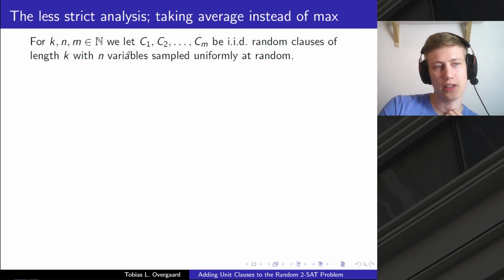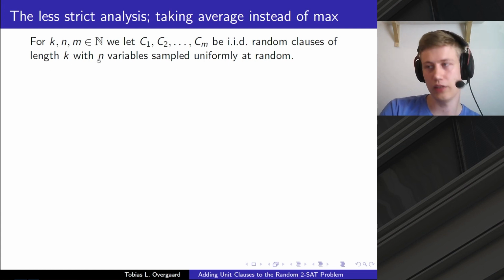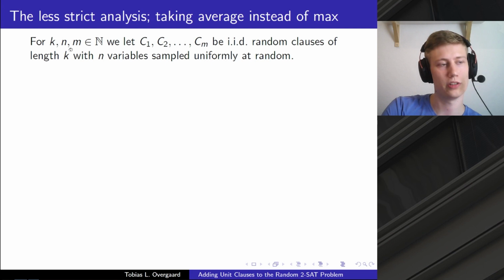So now let's say that these clauses, we just choose them randomly. We choose them independently, uniformly at random, from all clauses of length k with n variables. So there are 3 parameters here: the length of the clauses, the number of variables, and the number of clauses.